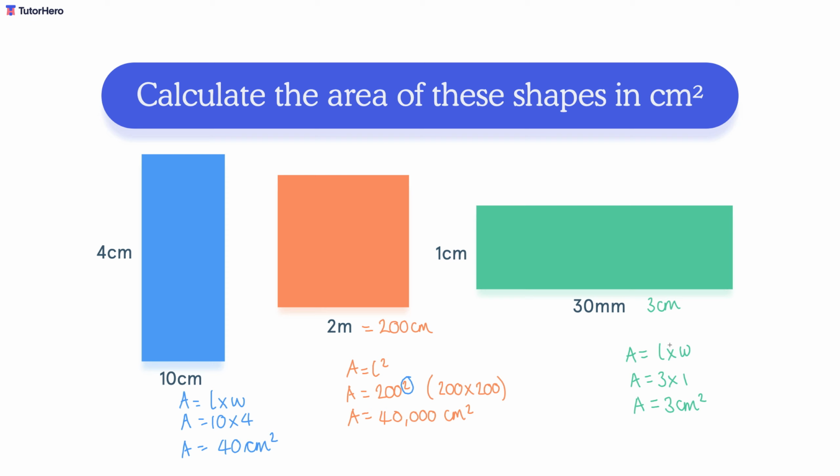Now we can use our formula to work out the area of this rectangle. Our formula is length times width, so 3 times 1. 3 times 1 is 3, and therefore the area equals 3 centimetres squared. Well done if you got all those answers correct. That was really challenging.